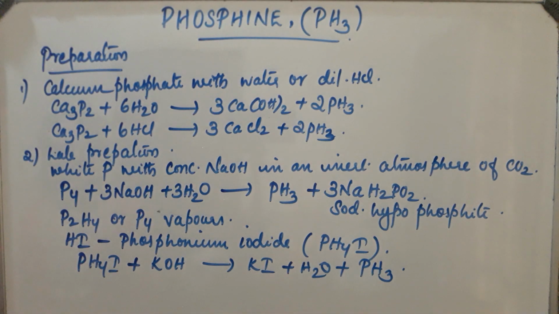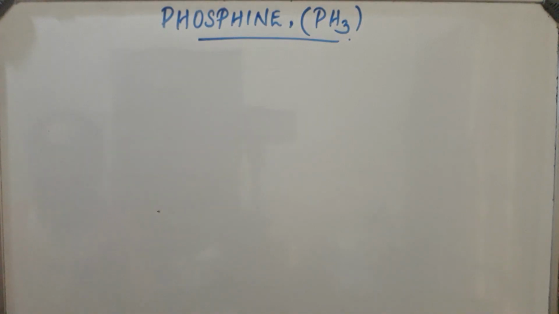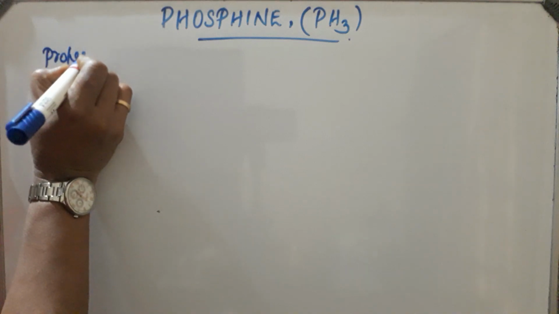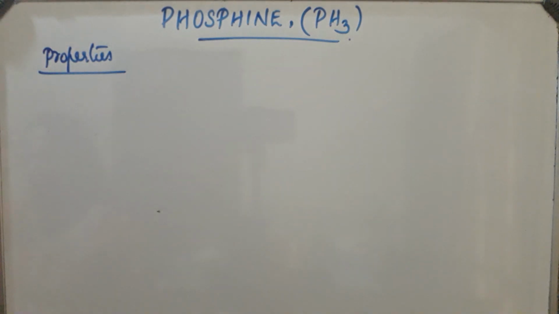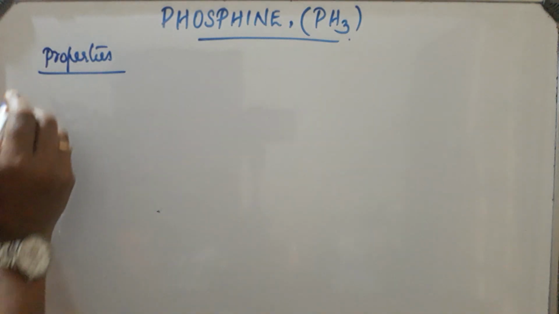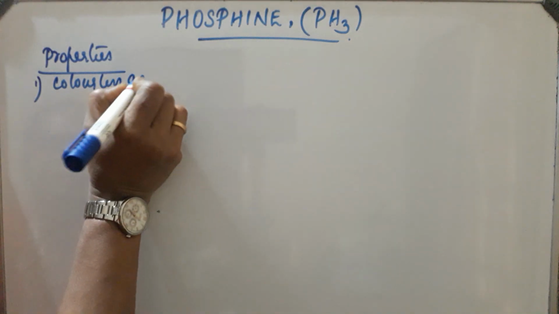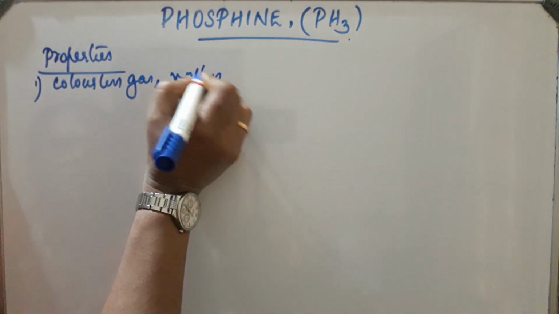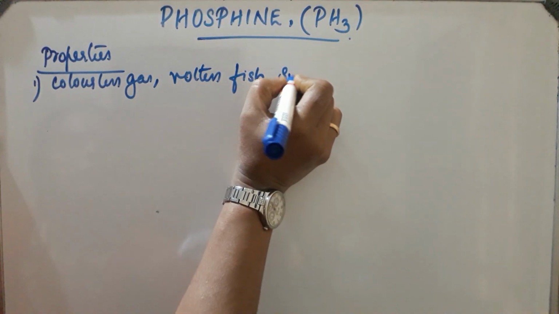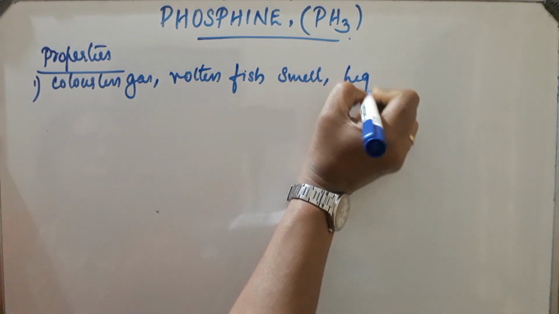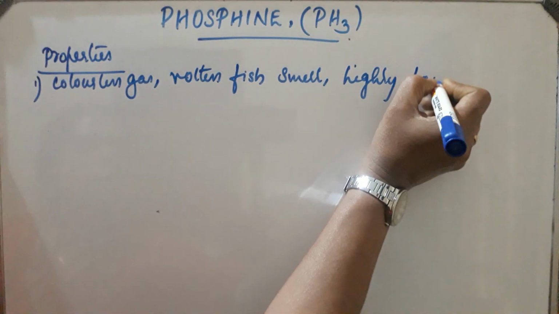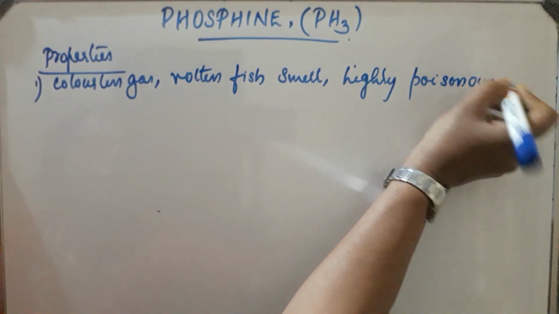These are the different preparations. Next, we are discussing some important properties. Phosphine is a colorless gas with a rotten fish smell, and it is highly poisonous. It's a poisonous gas.